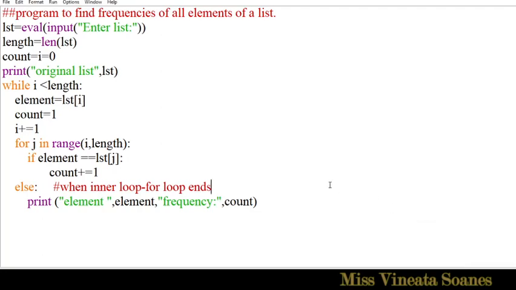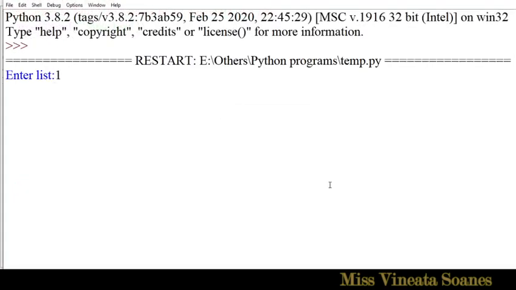Welcome students. This is a continuation of the video class that we did earlier, and that is to program to find frequencies of all elements in a list. Now when I run this program, just as previously, we enter any elements in a list, and let's say it's a comma I'm supposed to give.